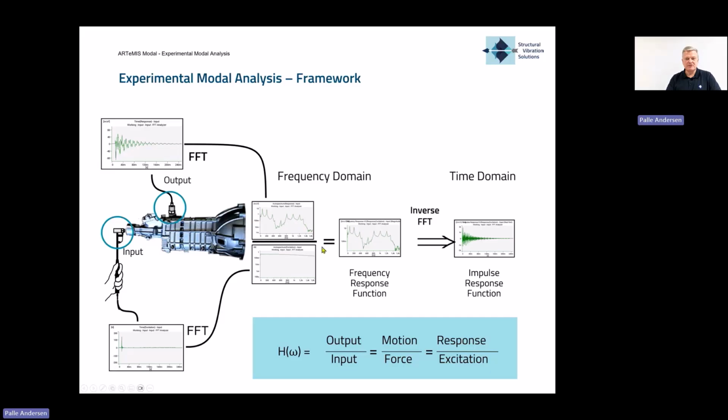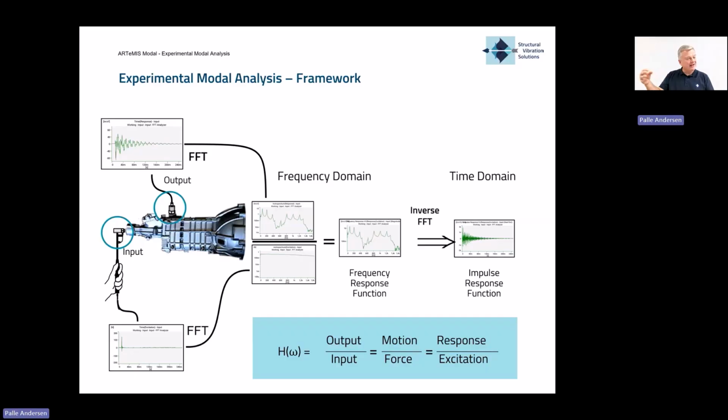So we divide the response with the input. And then what we get out of that is this function here we call the frequency response function, which is a nice clean function because you have divided the input out of the output. And what you are left with is actually only information about the actual system that we are testing. And this is, of course, assuming that you have measured all inputs and also output.